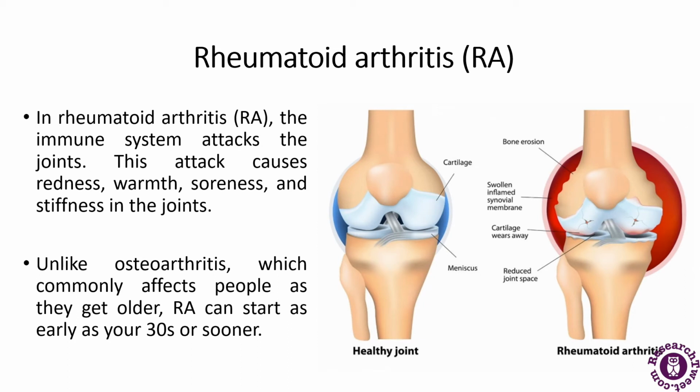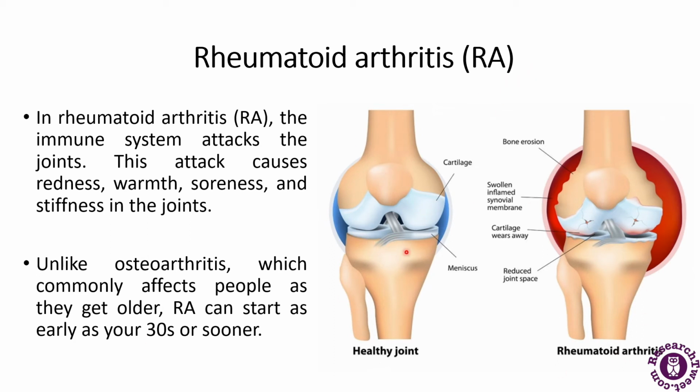This attack causes redness, warmth, soreness, and stiffness in the joints. Unlike osteoarthritis, which commonly affects people as they get older, rheumatoid arthritis can start as early as about 30 years or sooner. Here is a diagrammatic representation showing the healthy joint and the arthritis joint.